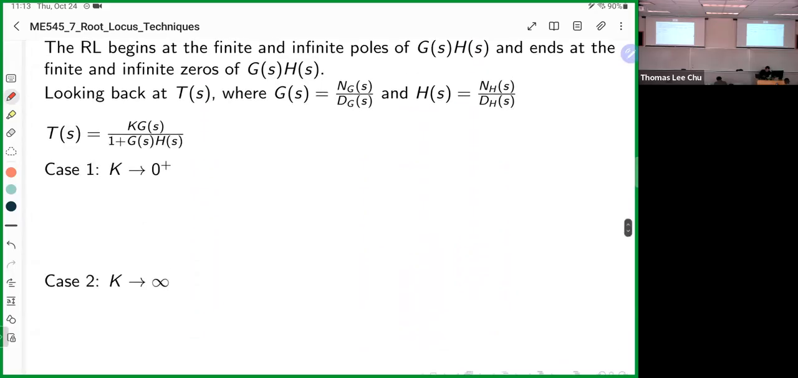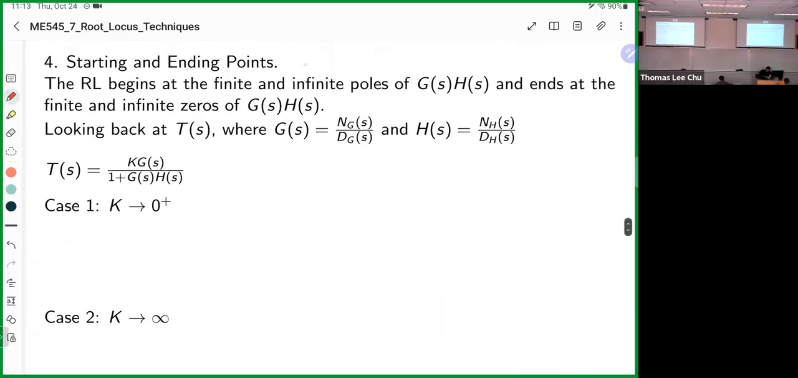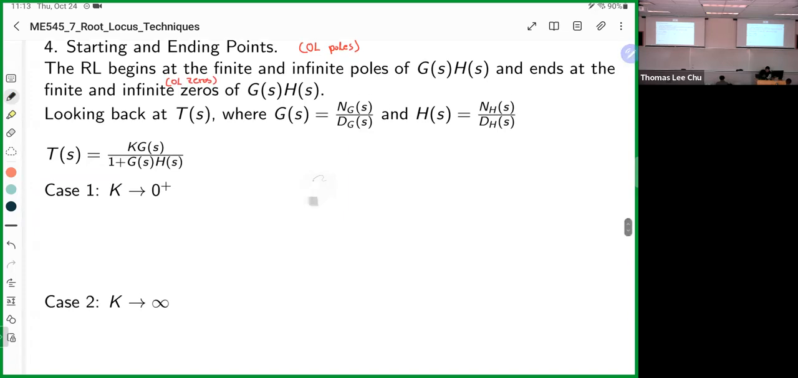So the root locus begins at finite and infinite open loop poles, and ends at finite and infinite open loop zeros. So let's look at this expression again. And I think on the earlier page, basically I derived it as K multiplied by NG DG.